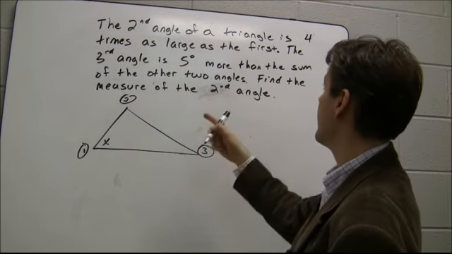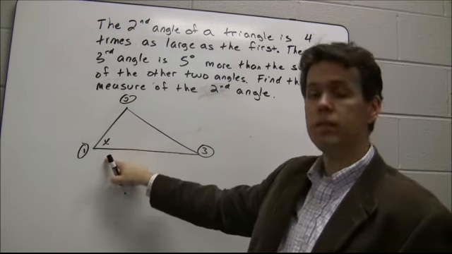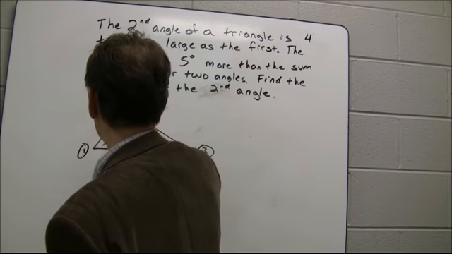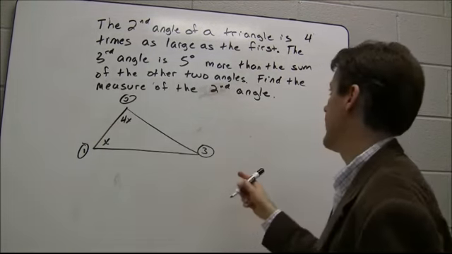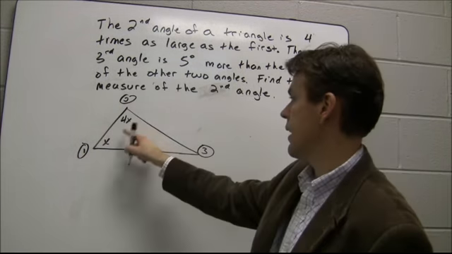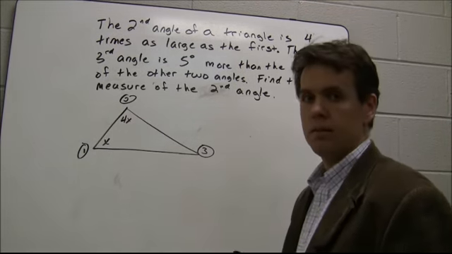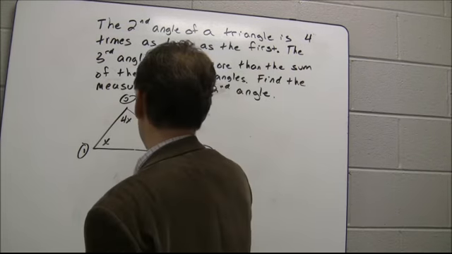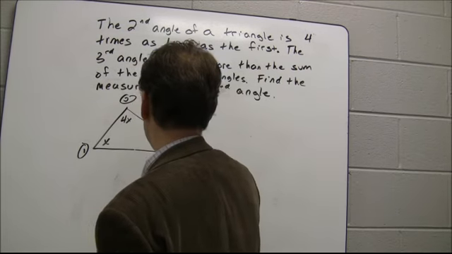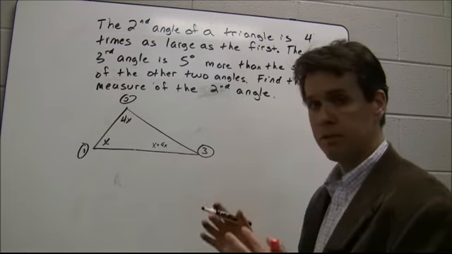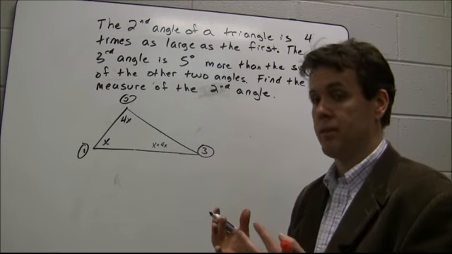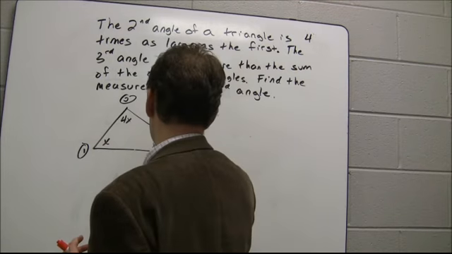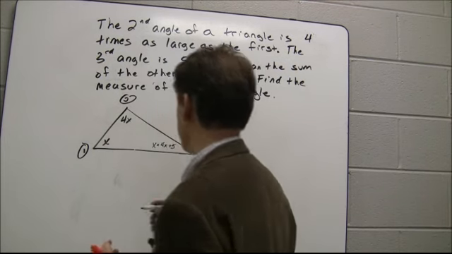Okay, now the second angle is 4 times the first. So we can call this one what? 4x. Good. The third angle is 5 degrees more than the sum of these two. So the sum means what? Means to add. So I'm going to say x plus 4x. But it's not just the sum of those two. It's 5 degrees more than the sum of those two. So 5 degrees more is just x plus 4x plus 5.